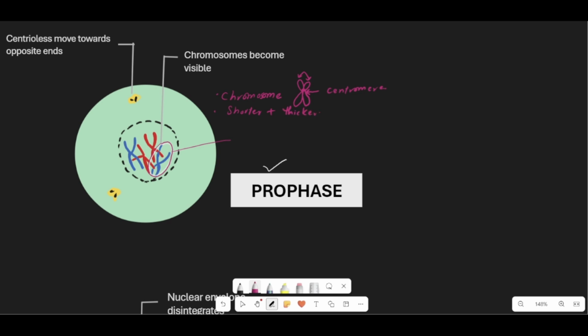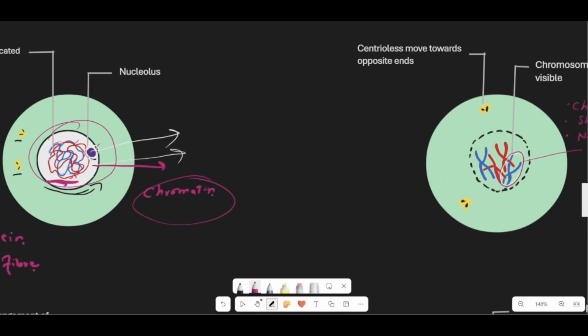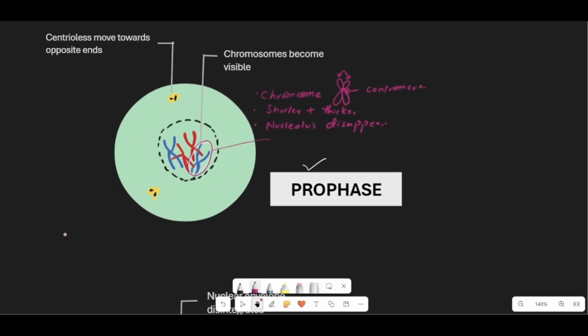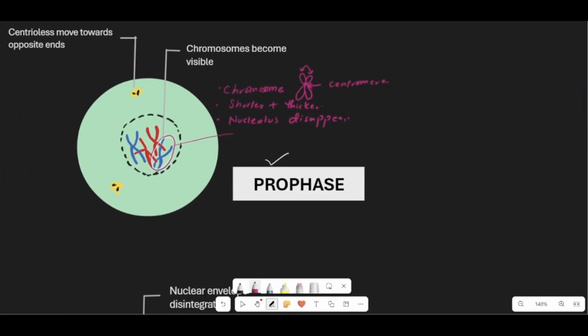The third important change that takes place here is that the nucleolus is going to disappear. As you can see, in the interphase this nucleolus was present, but as the prophase starts, the first thing that disappears is the nucleolus.